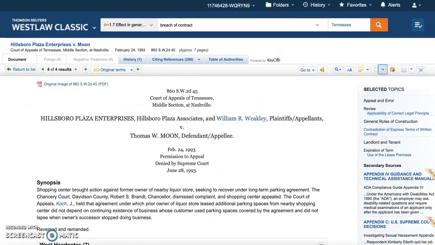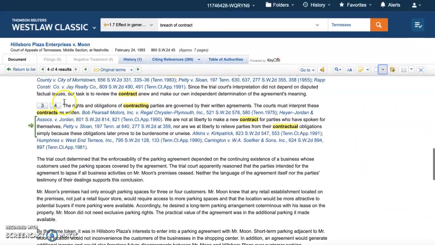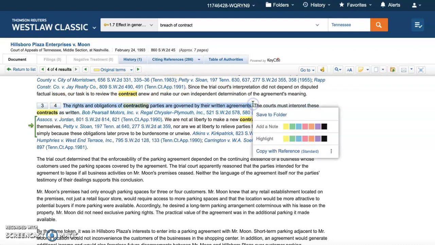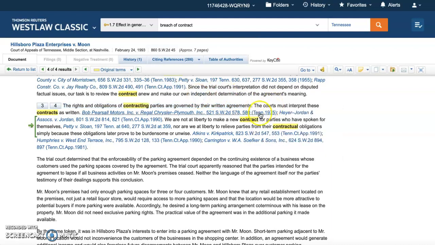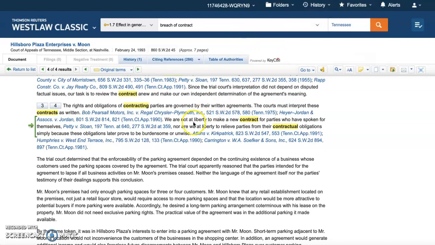And so let's also move on to case law. This Court of Appeals case happened in Nashville, and I am using part of the opinion that states the rights and obligations of contracting parties are governed by their written agreements. So the obligations of the Roberts were to pay the money, and when they signed the contract, they knew, according to the contract, that the deposit was not refundable, which is super important. And then also the courts must interpret these contracts as written, which, as we just saw in this code, governs that.